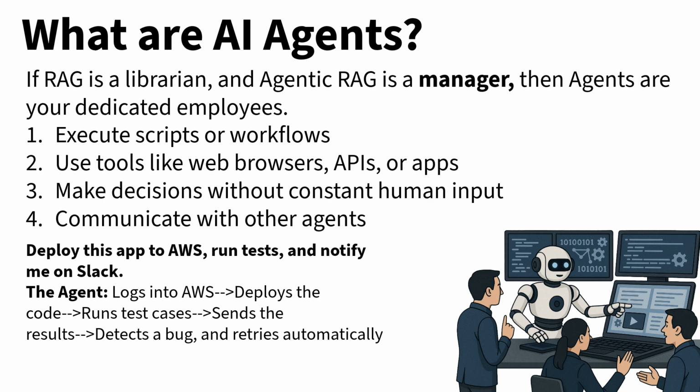For example, if a developer says, deploy this application to AWS, run tests and notify me on Slack. It starts with logging into AWS account, deploys the code, run test cases, sends the results, and finally it will detect a bug and retries automatically. Agents may or may not use retrieval, but they focus on autonomous action, not just answers.